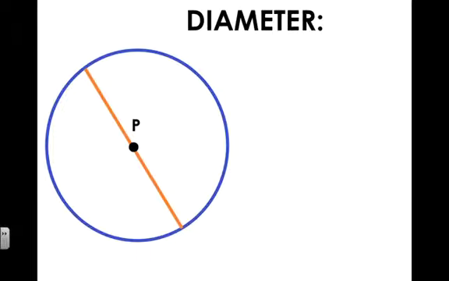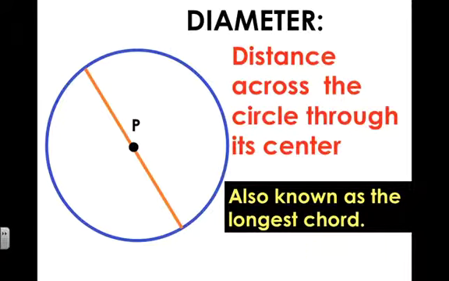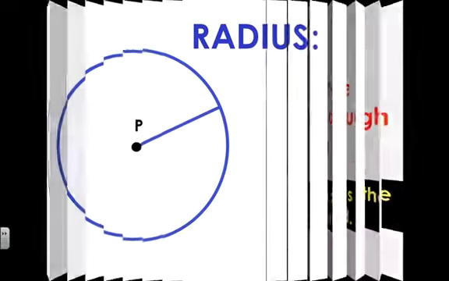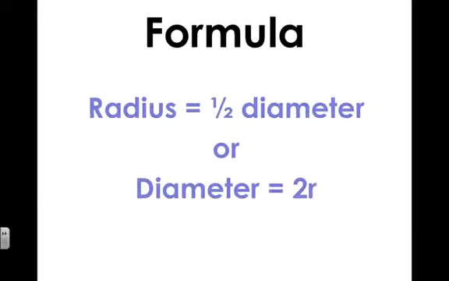A diameter, as we know at this point, is the distance across the circle through its center. The diameter is a chord as well, because it is a segment with its endpoints on the circle. It is the longest chord of the circle because it goes right through the center. And the radius is the distance from the center to a point on the circle, and that is half of the diameter, which leads us to some formulas. The radius is equal to half the diameter, or the diameter is equal to twice the radius.